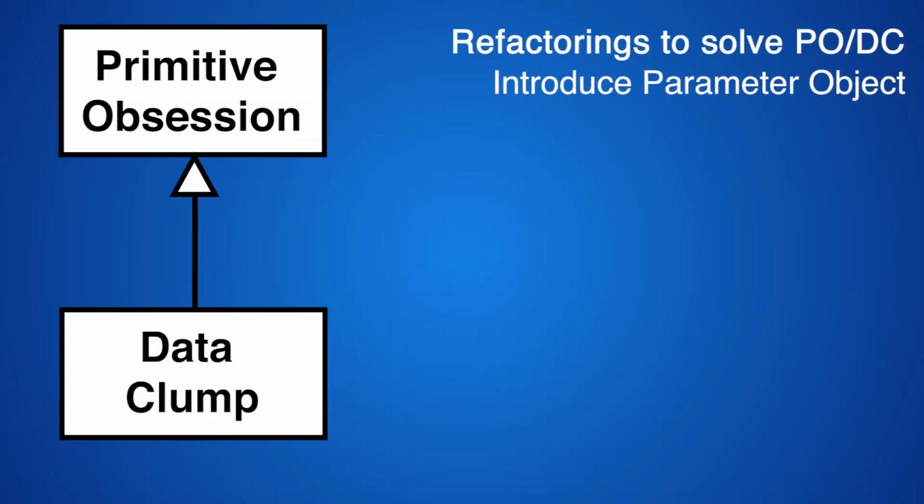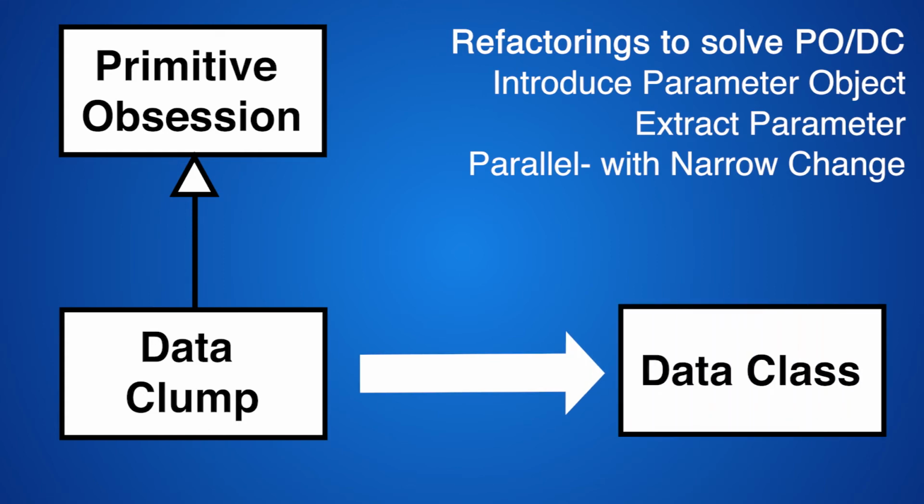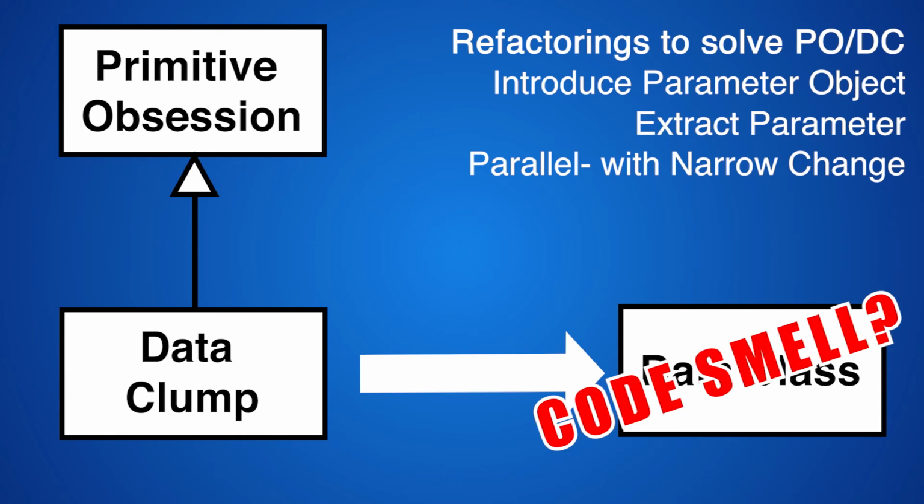Introduce parameter object and extract parameter together with narrow change are effective refactorings to get rid of primitive obsession and data clump code smells that occur as fields or parameters. However, we have now introduced a data class that contains no functionality. This may be a code smell by itself.